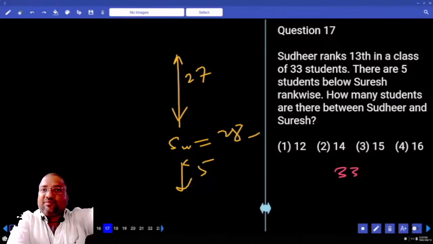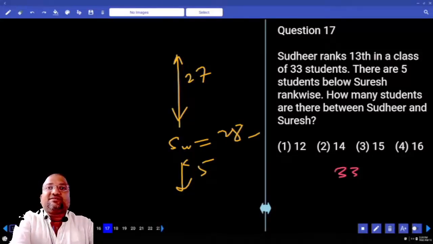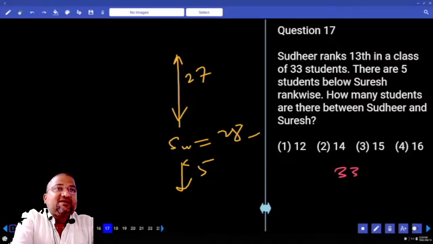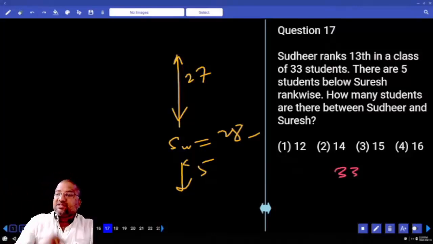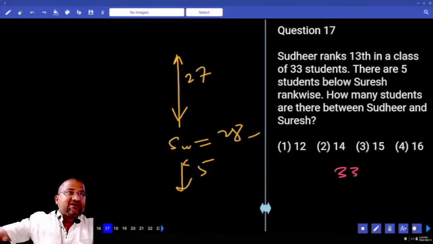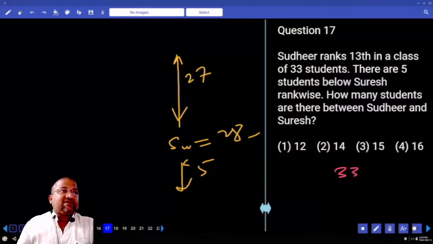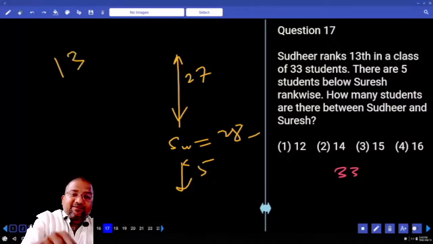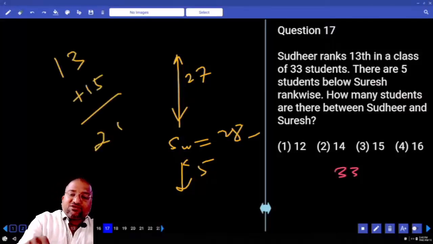If there are 27 people before me, then my rank is 28th. What is my rank? 28. So what is Sudhir's rank? 13. This fellow is 28. How many in between 13 and 28? 13 plus 15 is equal to 28.